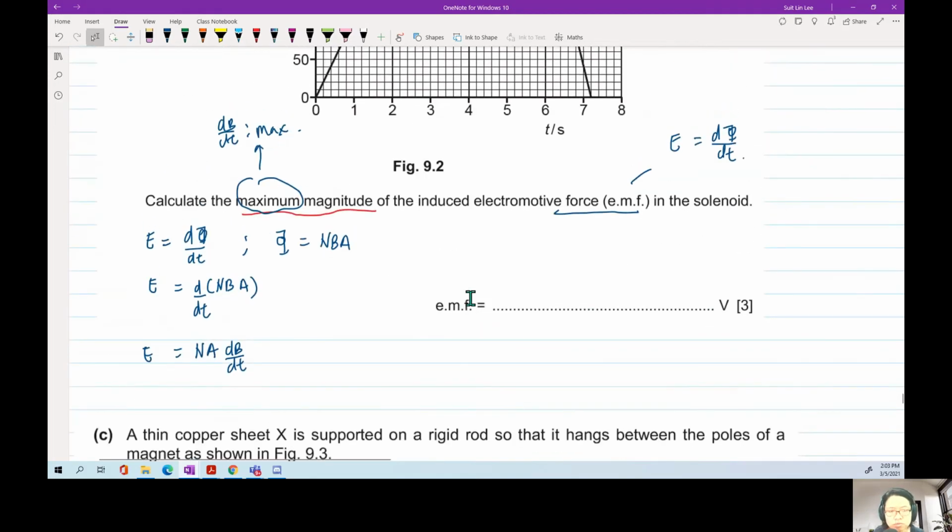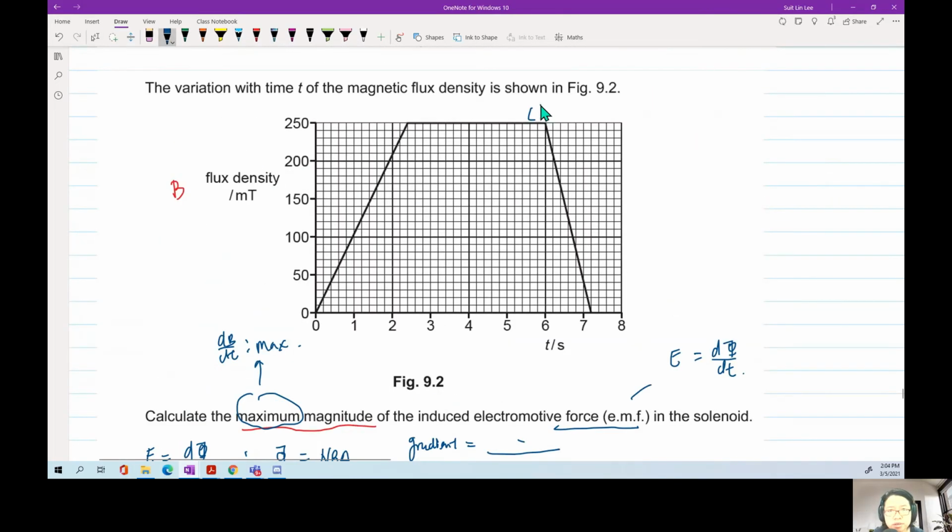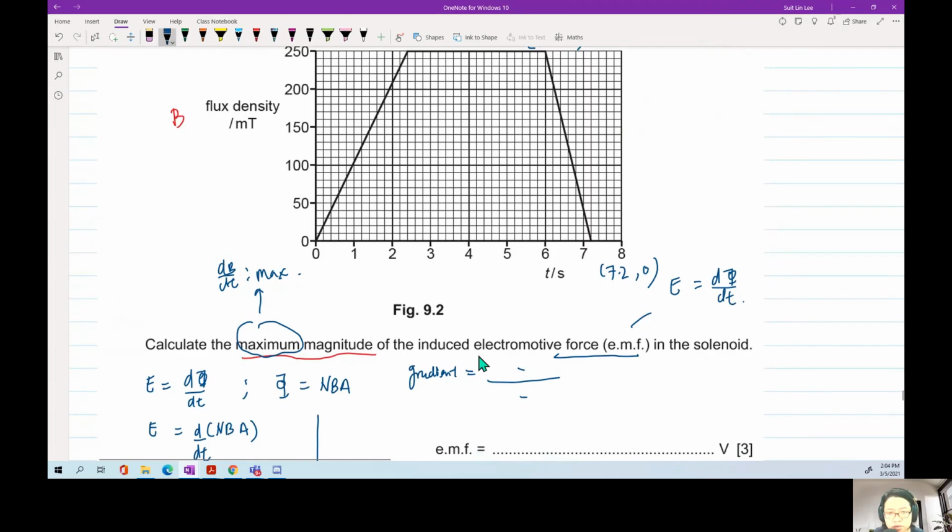Okay, so from here, because it's 3 marks also, I'll write all the working clearly. I'm going to write that E is equal to NA multiplied by the gradient of the graph, the maximum gradient. Okay, draw a line. Let's find the maximum gradient. So from here, gradient is equal to, I'm going to use the very obvious points here, 6, 250, and this is 7.2, 0. So 250 minus 0.